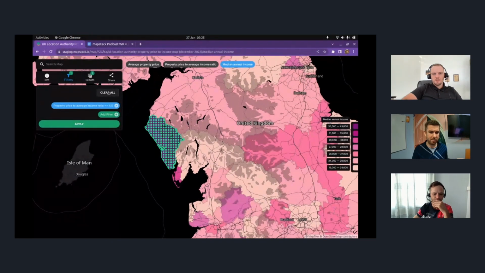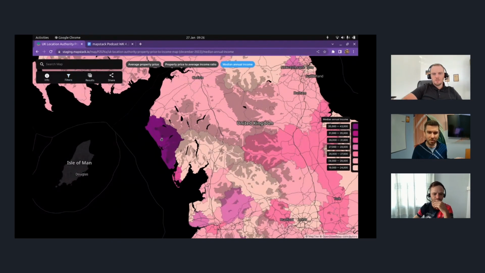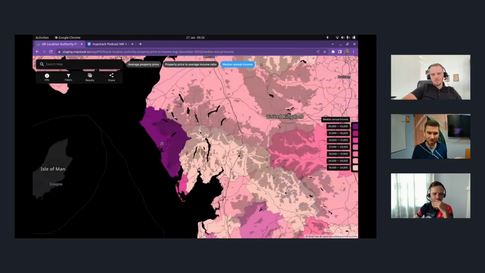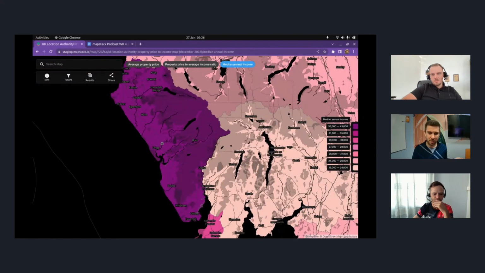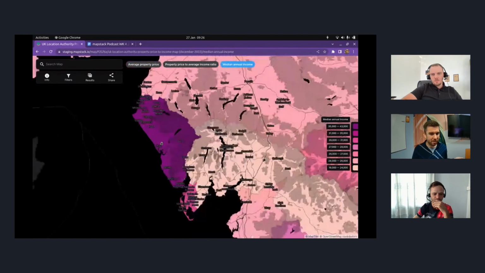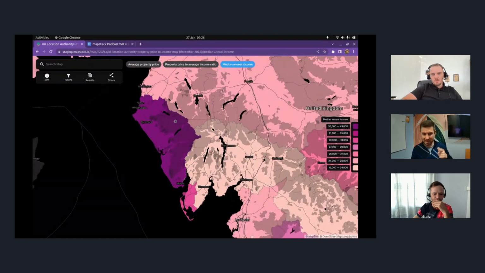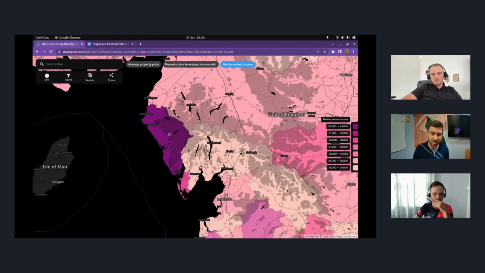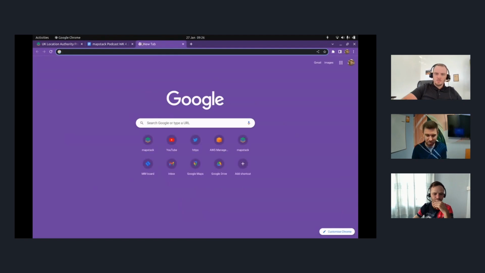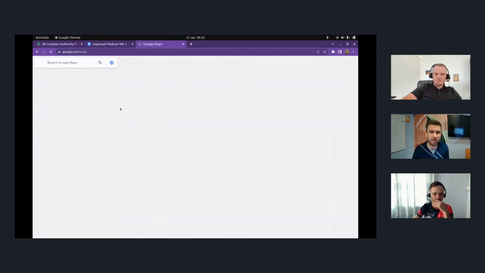So let me clear the filter a second. I'm not sure what's going on in Copeland there and why the salaries are high. Is there oil there? Maybe somebody in the comments can explain it below, because the property prices are really reasonable. Let's bring up our friend Google Maps and see if we can get any answers.